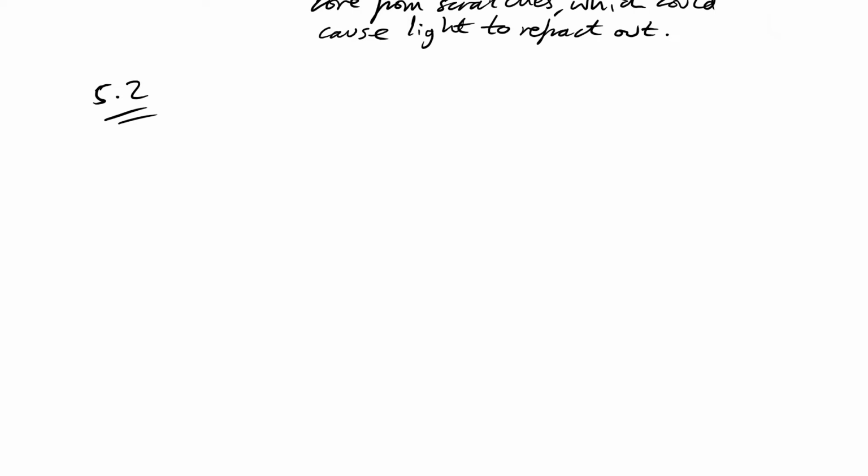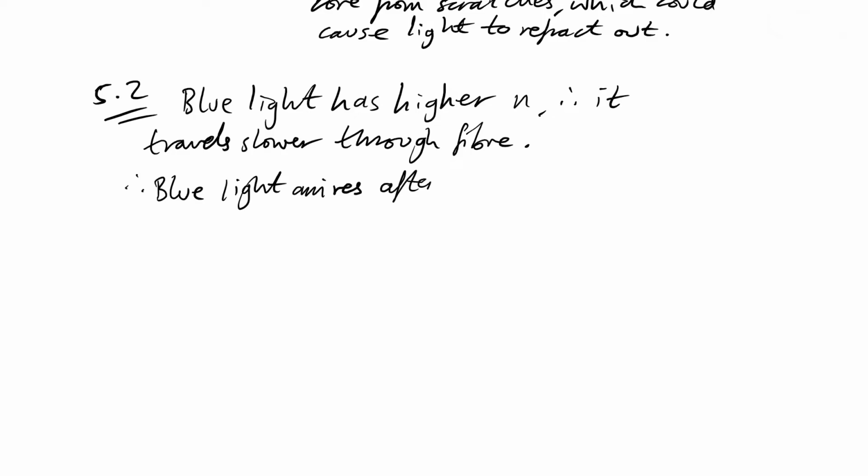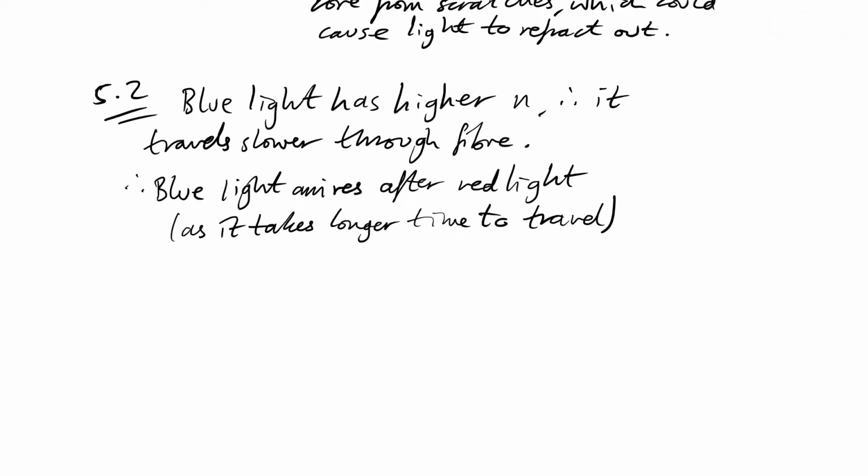Okay, so what can we see here? Blue light has a higher refractive index. I'm just going to say n for shorthand. Therefore, it travels slower through the medium, through the fiber, because we know refractive index tells you how much slower light travels in a material compared to in a vacuum. Therefore, when the blue and the red light, part of the white light, are sent down the fiber, the blue light arrives after the red light, as it takes a longer time to travel.